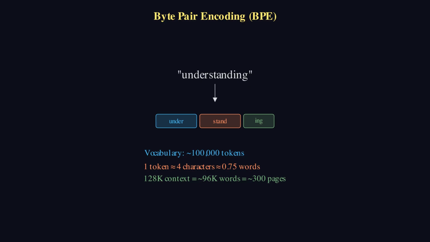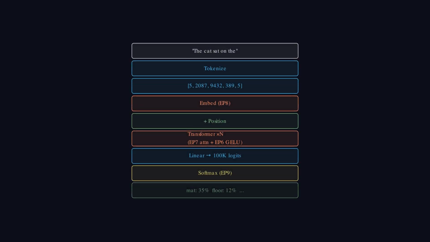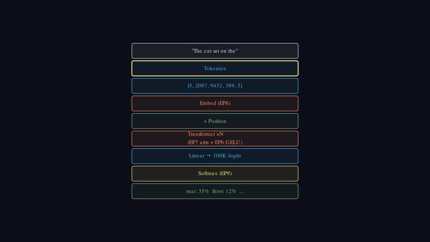GPT-4's vocabulary has about 100,000 tokens. On average, 1 token is about 4 characters or 3/4 of a word. When you hear that GPT-4 has a 128K context window, that means 128,000 tokens, roughly 96,000 words or a 300-page book.